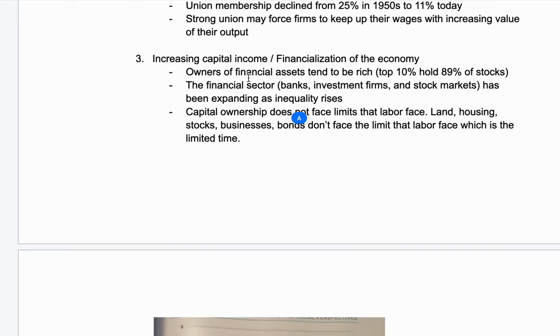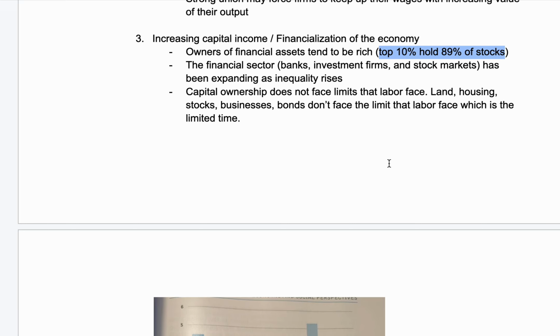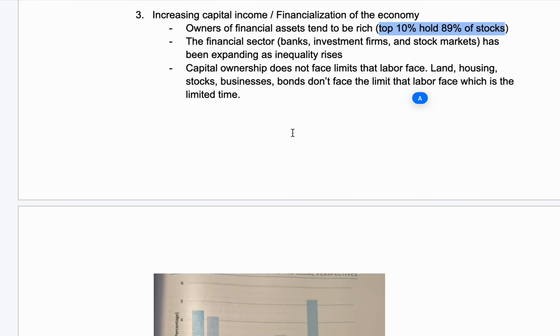And also, the ownership of financial assets is concentrated among the rich, right? A lot of people have stocks. However, it is evident that rich people are the ones who are dominating, for example, stocks or the ownership of capital. The top 10% of the U.S. population hold 89% of all stocks. So I want to explain more about why capital income actually raises inequality. Why does it grow faster than labor income? And it's gonna intuitively make sense.